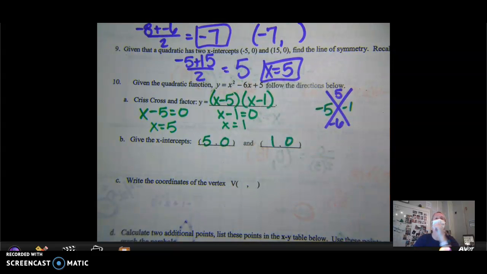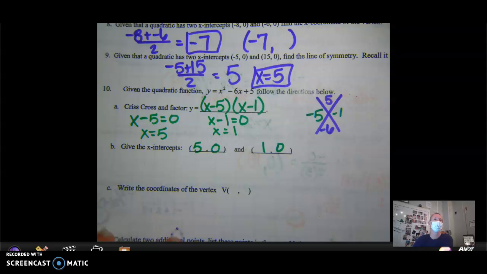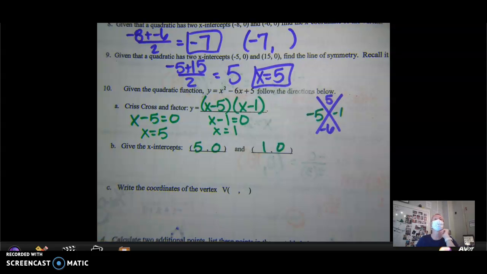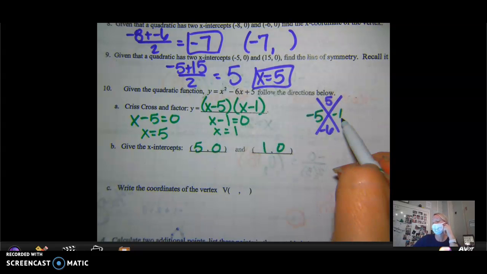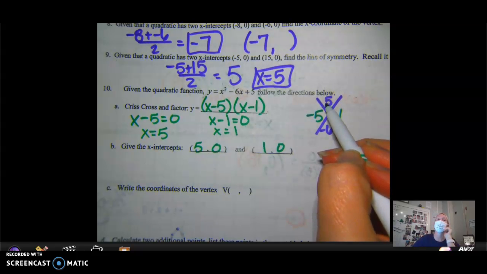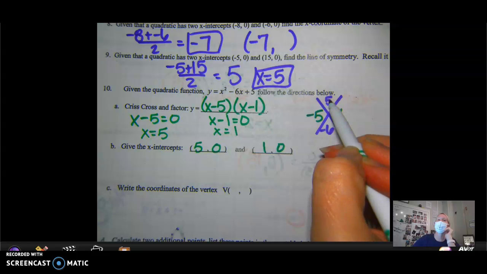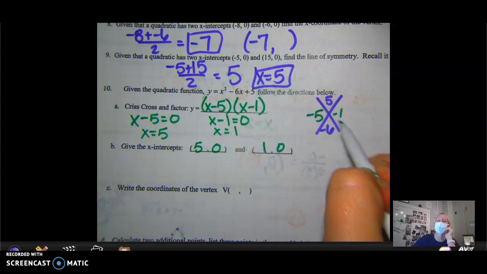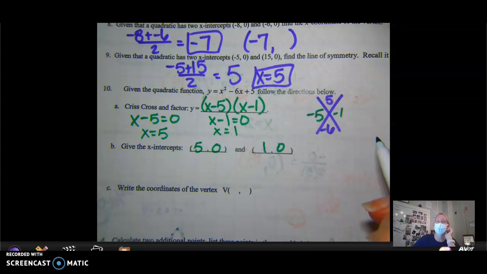Guys, if you're sitting there completely lost right now, you have a lot of studying to do. Okay, this should have been done already, right? So we should just be going through the answers. Yes, sir. No, because negative 1 and positive 6 don't multiply to 5. So the two numbers have to multiply to this top number, but add to that bottom number. Does that make sense?